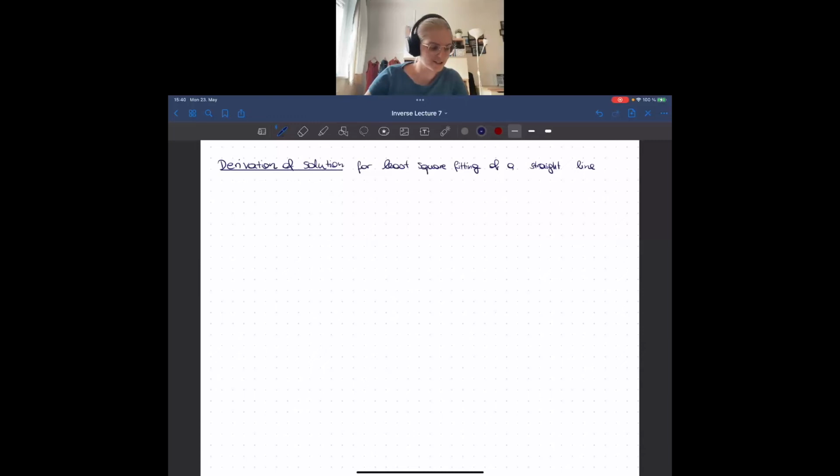So we come back to our famous model. We say d_i predicted should be some m1 plus some m2 s_i. So the m1 and m2 are the unknowns, as always. And as always, s_i is the value along the x-axis.